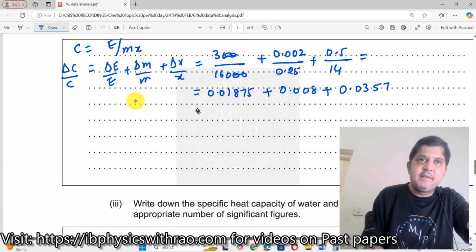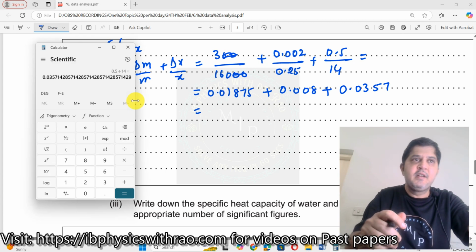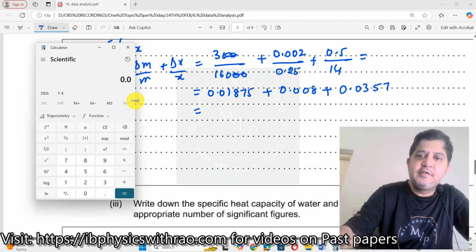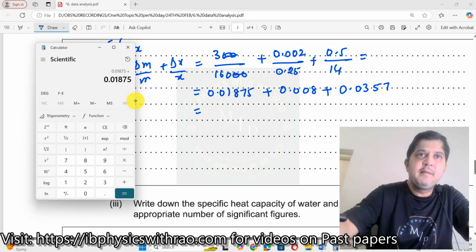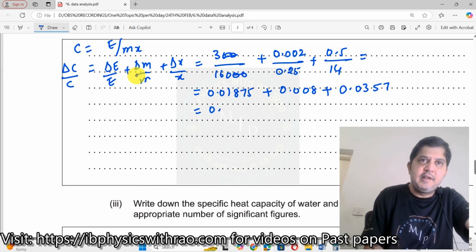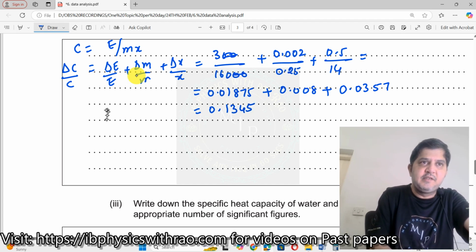0.0357. Now I will add all of them, which will give me 0.01875 plus 0.08 plus 0.0357. I get the answer 0.13445. I make it 0.1345. Okay, now I've got this value as delta C by C equal to so much.